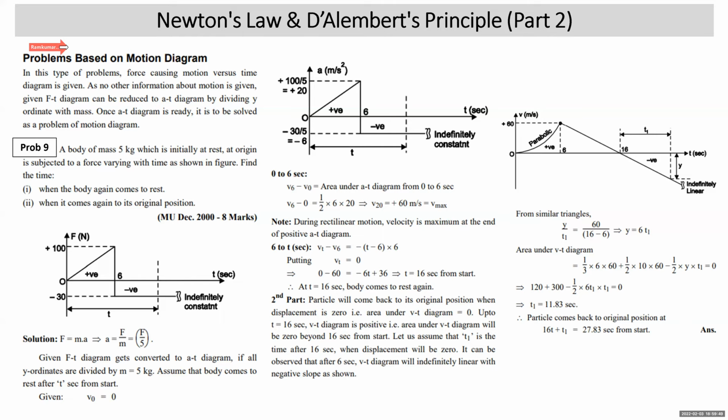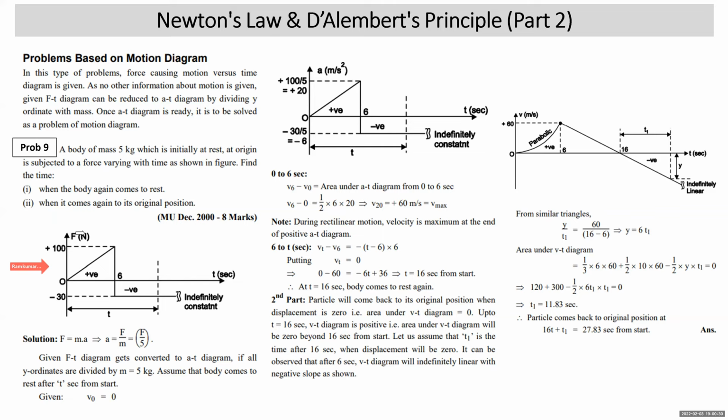Now let's read the problem, solve problem number 9. A body of mass 5 kg, which is initially at rest at origin, is subjected to a force varying with time as shown in the figure. Find the time when the body again comes to rest. That means again when its velocity becomes zero. Then, when it comes again to its original position, that is, from where it started. So in the first part, he's asking the time when the velocity is zero. In the second part, he's asking the time when displacement is zero. He has given this FT diagram. If you read the problem, you don't find any other information.